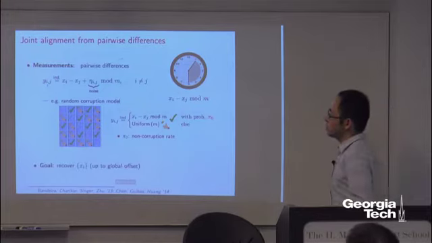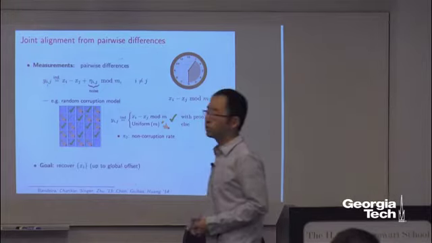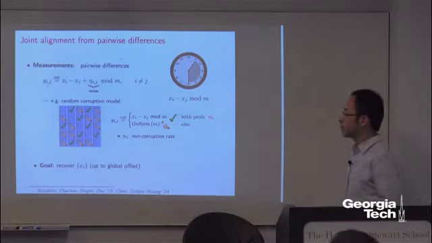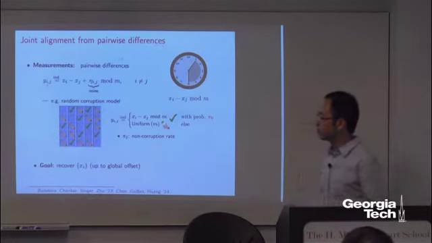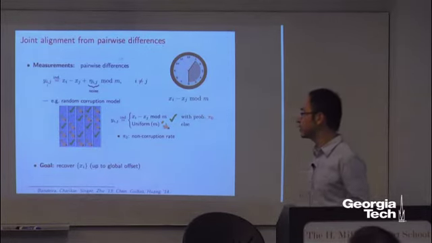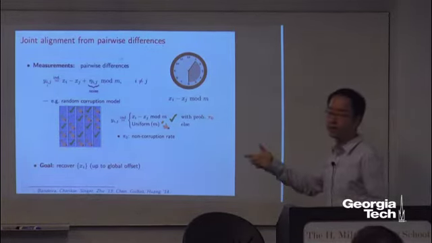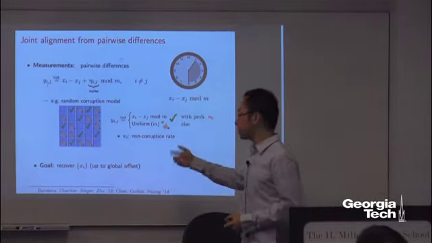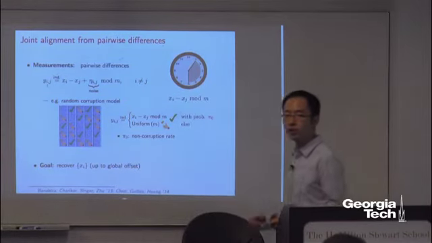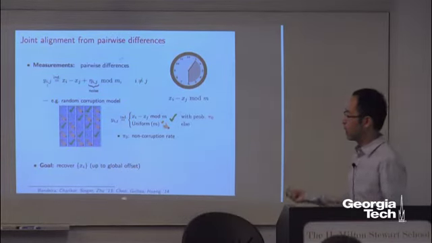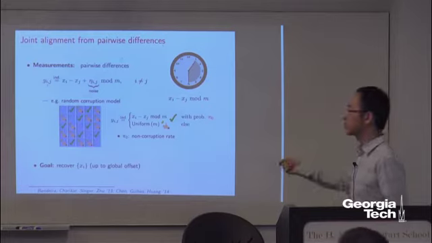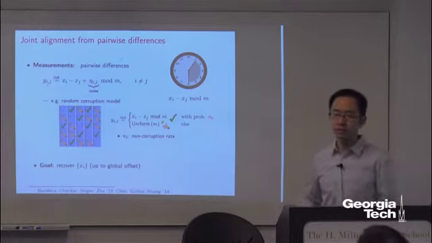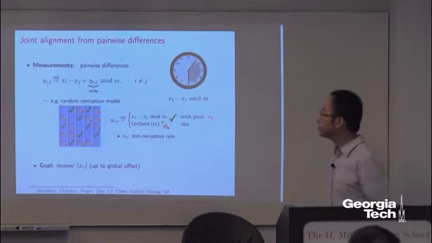My goal, of course, is to recover all of the xi's based on this set of measurements. One small thing I'd like to mention is that because I'm only measuring the pairwise difference, you won't be able to recover everything, because you don't really know the global offset. For example, if you add 1 to each of the xi, it will give you the same measurements. So our goal is to recover everything up to some global offset. This is the model.